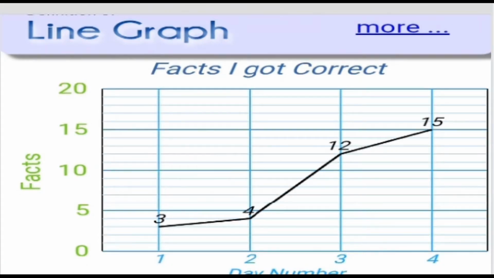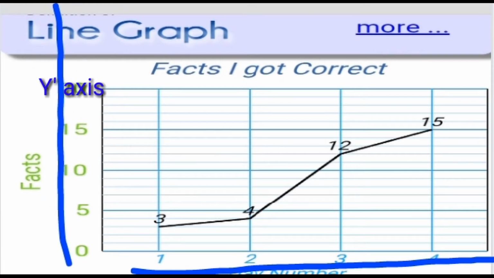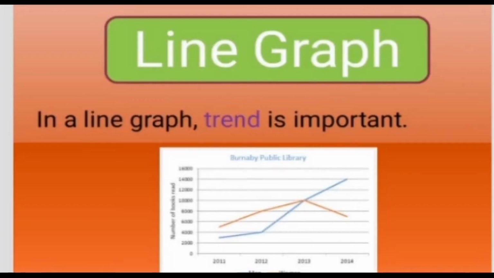So the line graph comprises two axes. One is the x-axis, that is the horizontal line, and the vertical line is known as the y-axis. So children, today in this episode we are going to discuss in detail the line graph. We have seen line graphs in mathematics, but here it is entirely different. In this kind of graph, a very important thing is the trend.